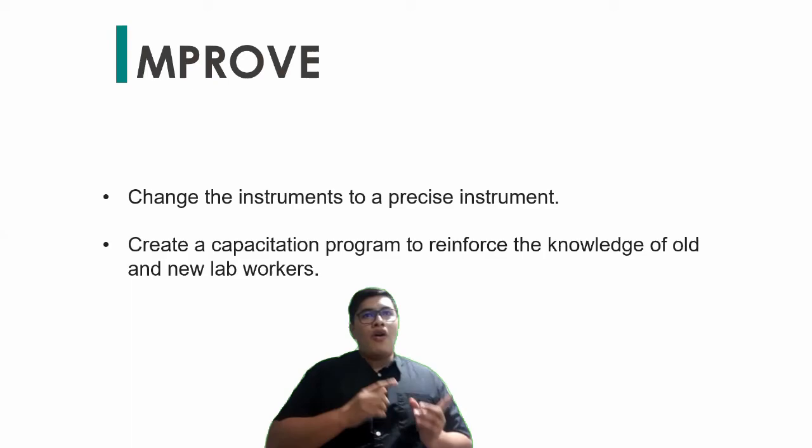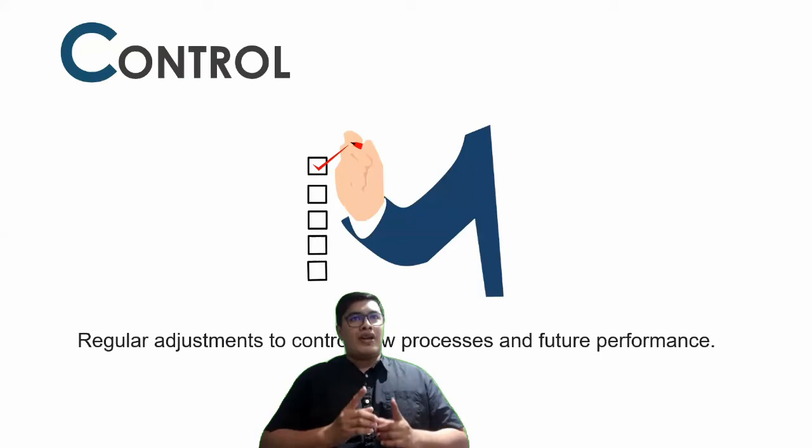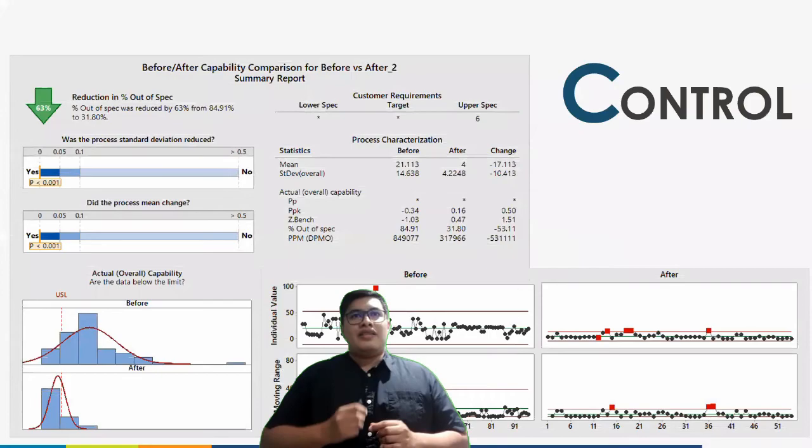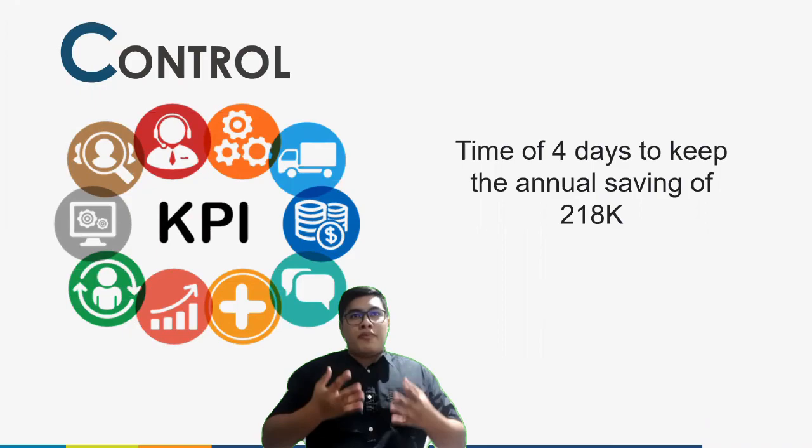Finally, in the control phase, you make regular adjustments to control new processes and future performance based on what changes were made. The company reduced sampling process time to 4 days, since it has the fabric to sample. Also, they define the KPI of an average of 4 days to keep the annual savings of $218,000. So now, we know how Six Sigma can help us to improve our operations.